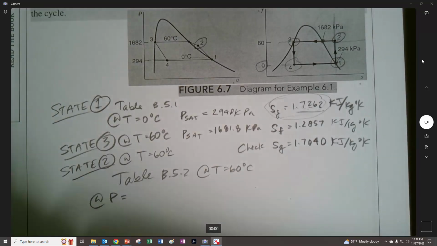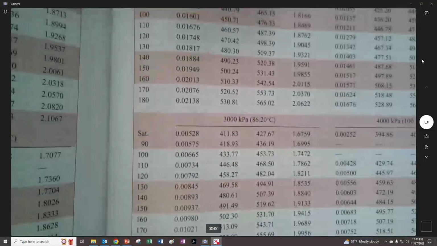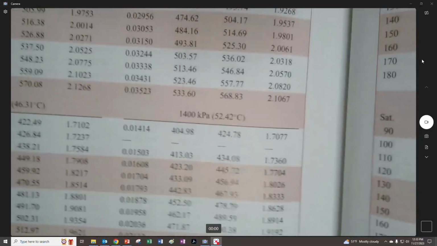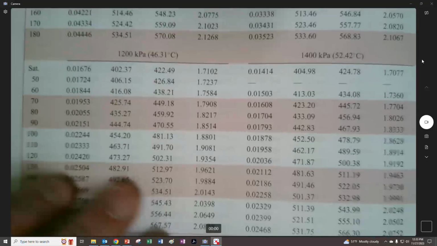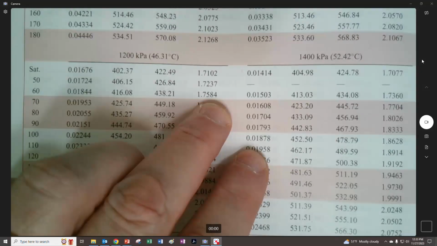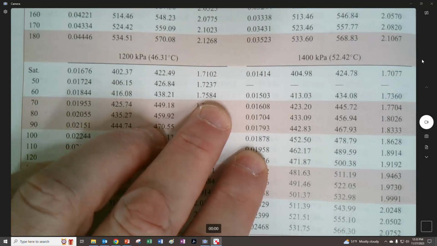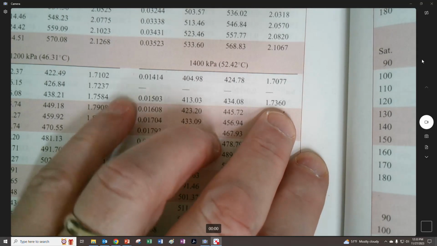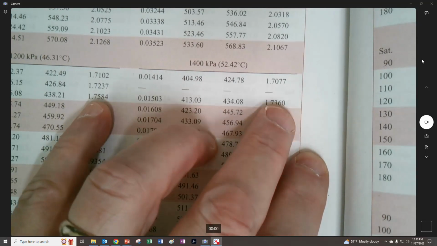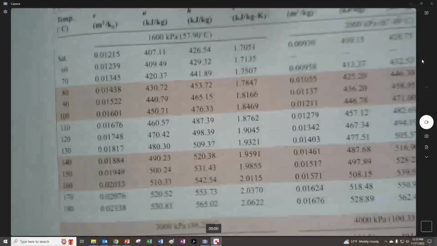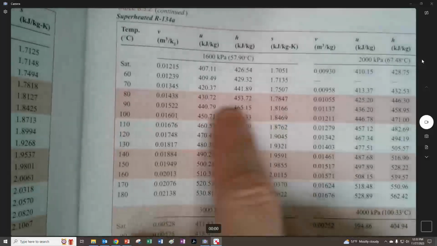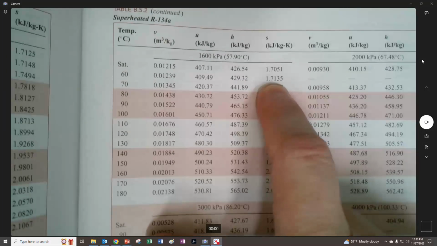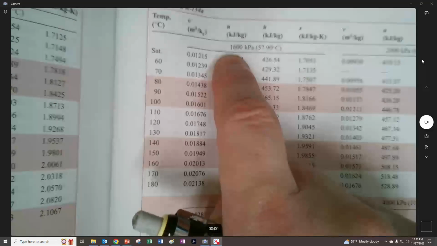We might want to just jump ahead and go to somewhere near 1600. So let's look at 1200, 60 degrees, we get 1.7584. Remember, we want 1.7262. So we go down to 1400. We're getting lower, dropping down right here, so we're getting closer. We go to 1600 and we get 1.7135. So we're in between 1400 and 1600.